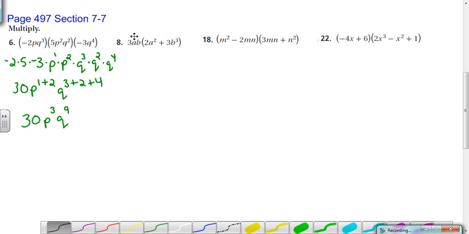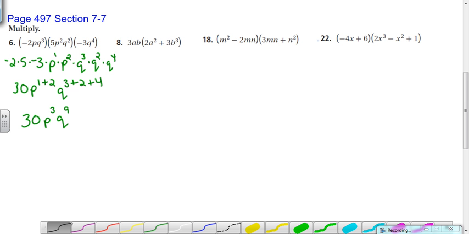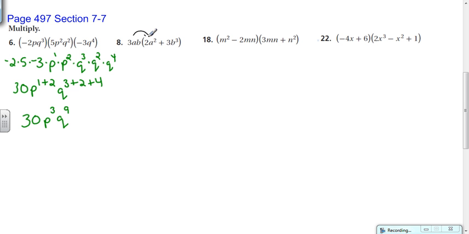So for number 8, you have to distribute your 3ab. So when I go to distribute that, that means I'm going to do 3ab times 2a squared. I'm also going to do 3ab times 3b cubed.